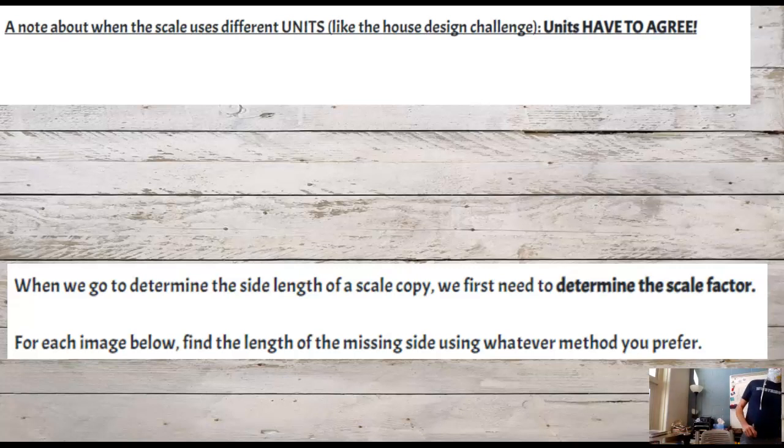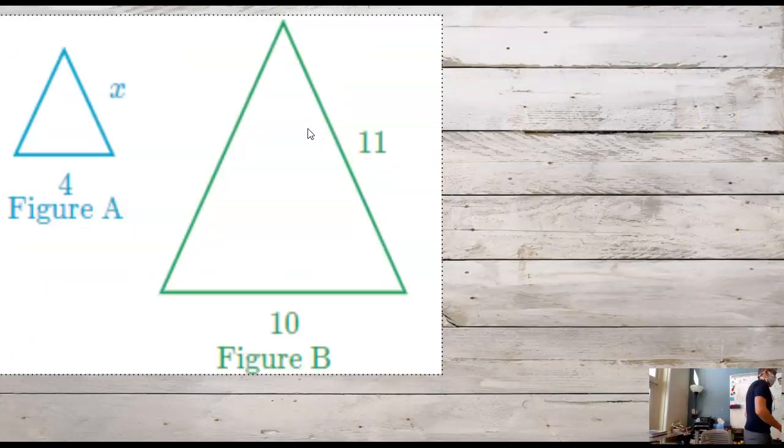I want you guys to go ahead and take a moment to just, first off, figure out the scale factors of these next problems. So, our first one here with the triangles, if we just say that we're always going to go A to B, A is our old, B is our new. So if we're going A to B, that's old to new.